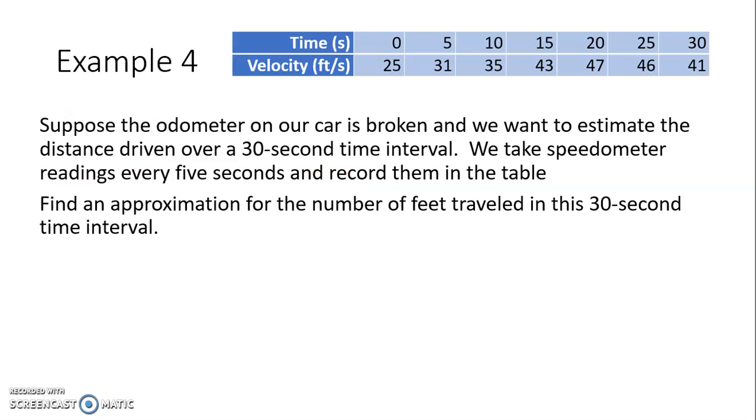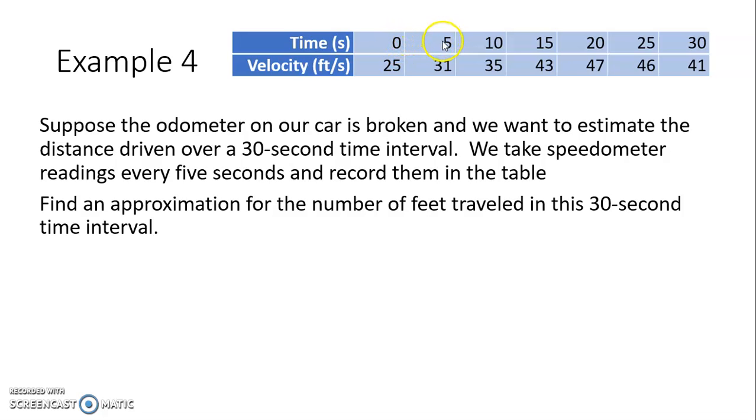In example 4, it says, suppose the odometer on our car is broken and we want to estimate the distance driven over a 30-second time interval. We take speedometer readings every 5 seconds and record them in the table. Find an approximation for the number of feet traveled in this 30-second time interval. So notice what they've done is they've given us the times in this top row and the velocities in this bottom row. Each time interval is 5 seconds.